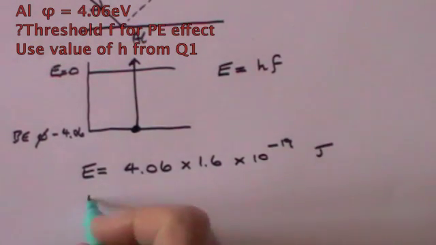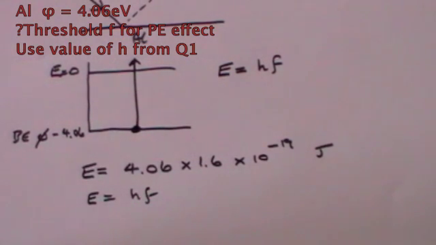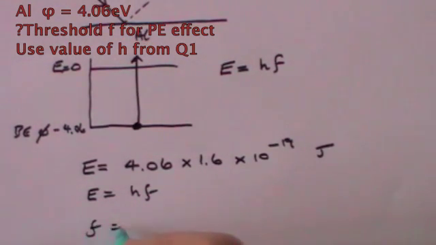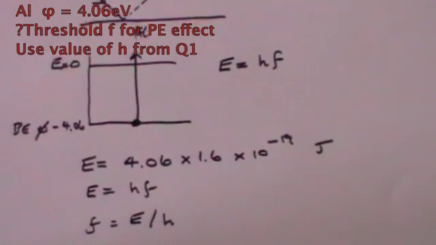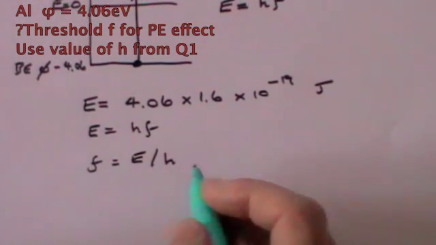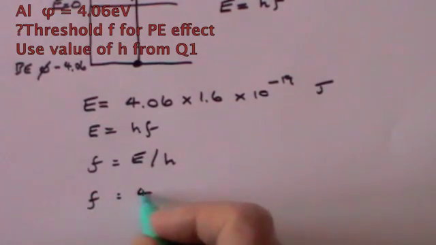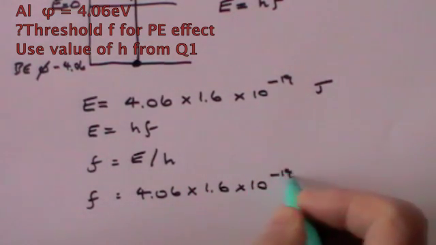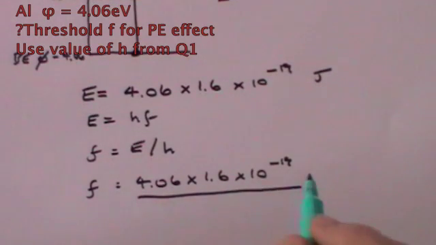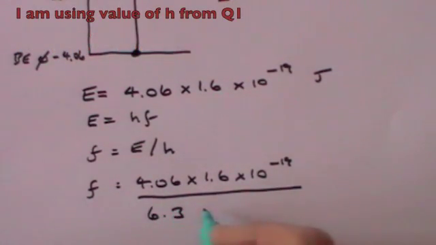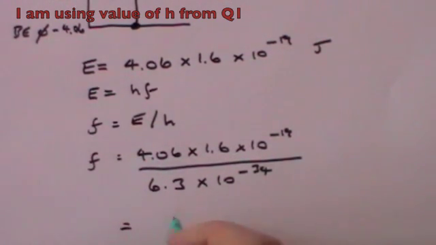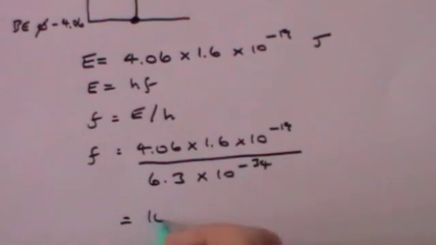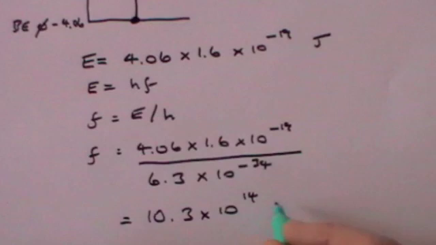E is equal to HF, so consequently F is equal to E divided by H, and that means frequency is 4.06 times 1.6 times 10 to the minus 19 divided by Planck's constant, which we can take as 6.3 times 10 to the minus 34. And I think if you calculate that, you will get 10.3 times 10 to the 14 hertz. So that is the threshold frequency.